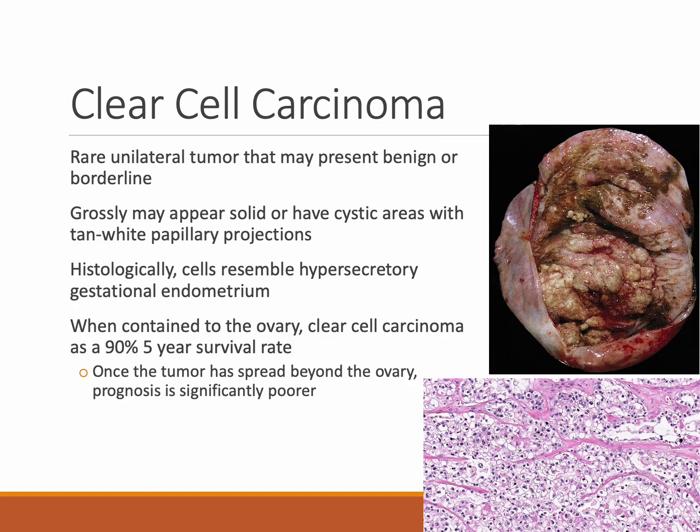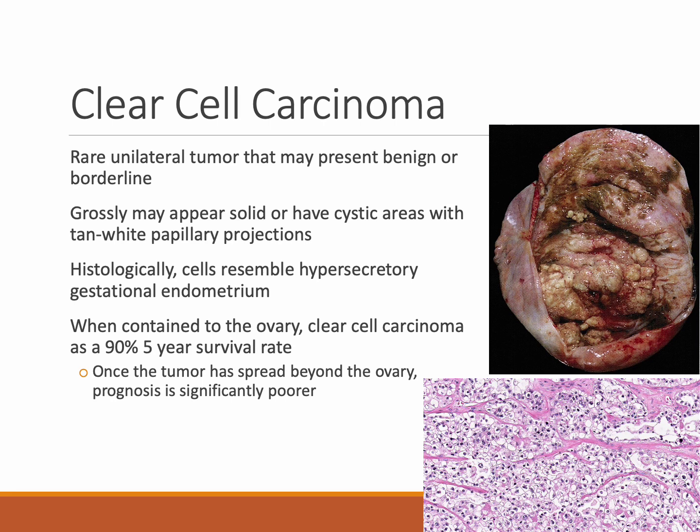Clear cell carcinomas are another type of epithelial tumor. They are very rare, but they are usually borderline or benign, especially if they're contained. Now, if they do spread beyond the ovary, the prognosis becomes significantly worse. But the nice thing about ovarian tumors is a lot of times that thick capsule keeps a lot of these tumors contained for a while. So you'll see that this is why they can get so big, especially those cystic structures, is because they're just really held in closely with that capsule.